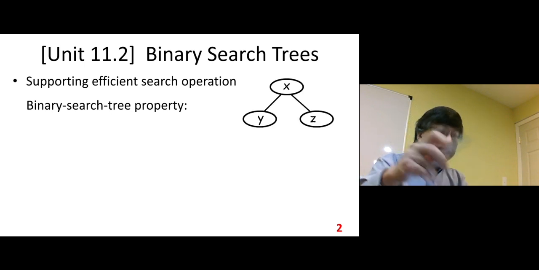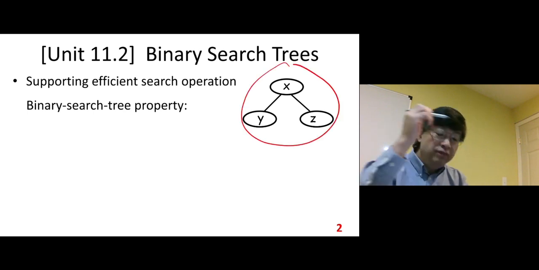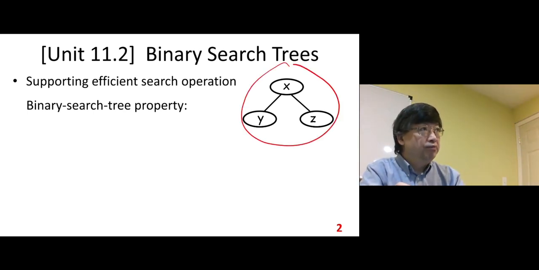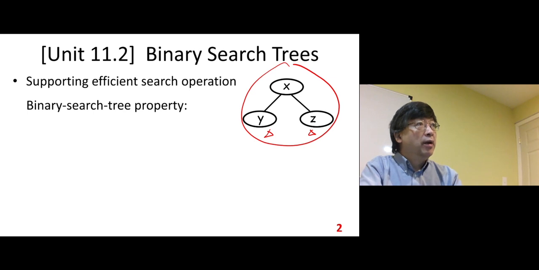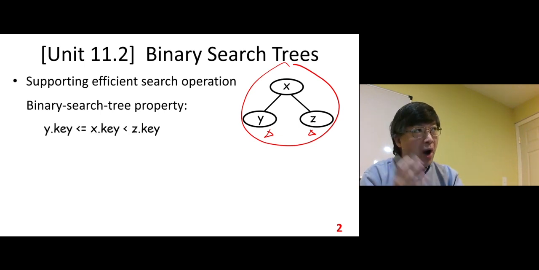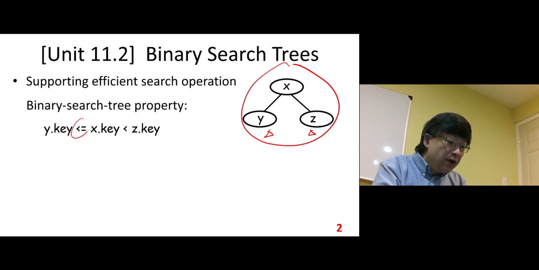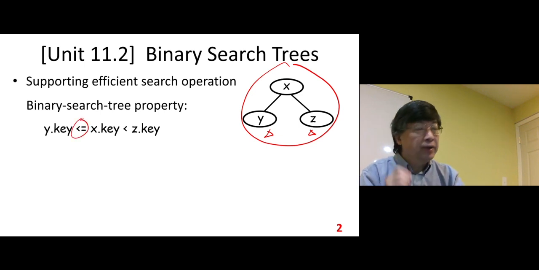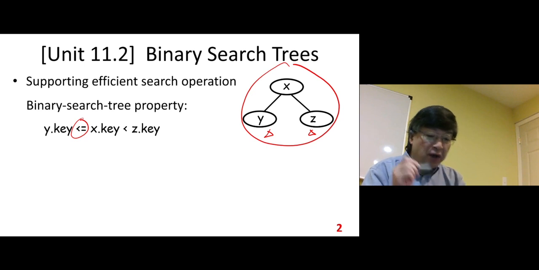Look at this typical structure in a binary search tree. We have a parent node X, two child nodes Y and Z. Then their keys should satisfy this property: Y.key, the key of the Y node, less than or equal to X.key, and less than Z.key.